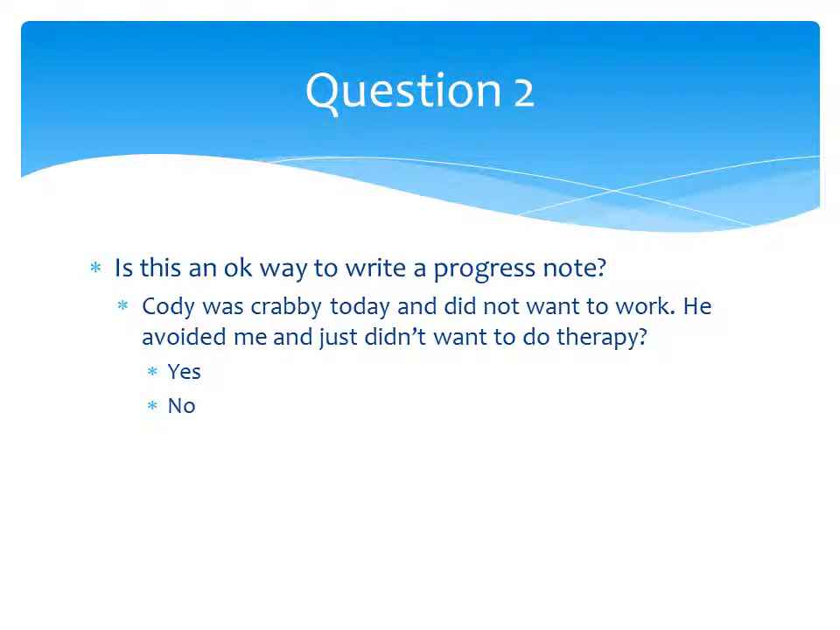Question 2. Is it okay to write a progress note like this? Cody was crabby today and did not want to work. He avoided me and just did not want to do therapy. No, this is not okay. Instead, you could say, Cody cried for 50% of the shift. He avoided work by running away and burying his head. He showed that he did not want to do therapy by refusing to do 100% of the tasks that were presented.